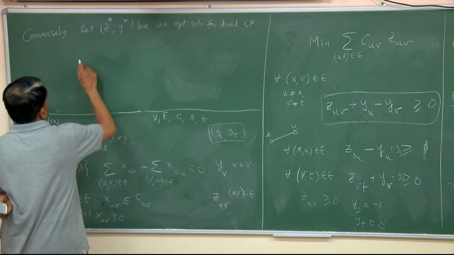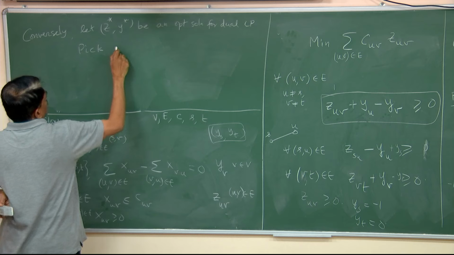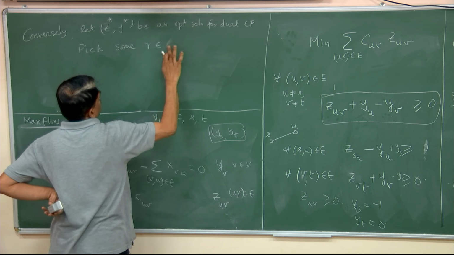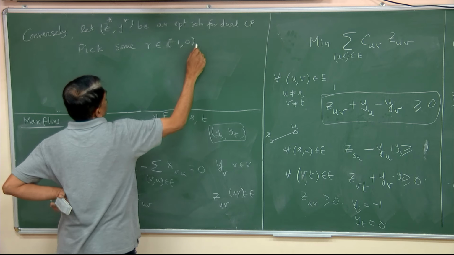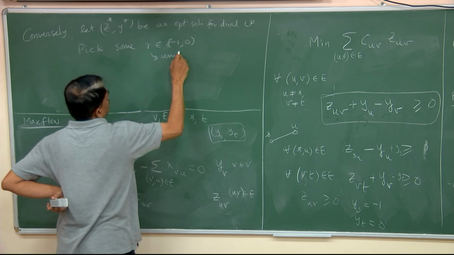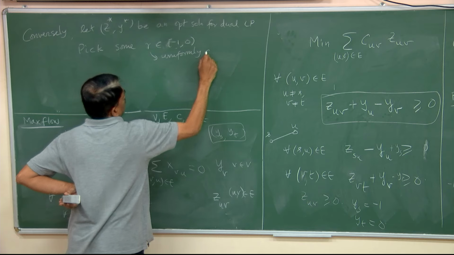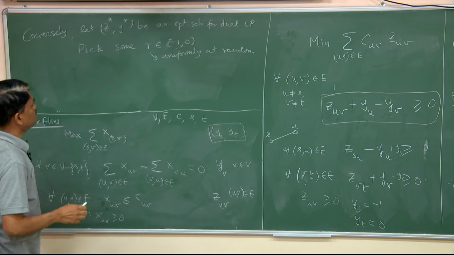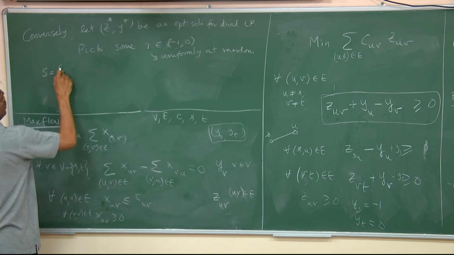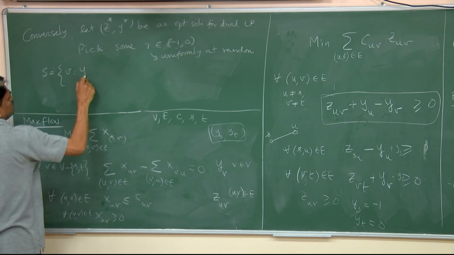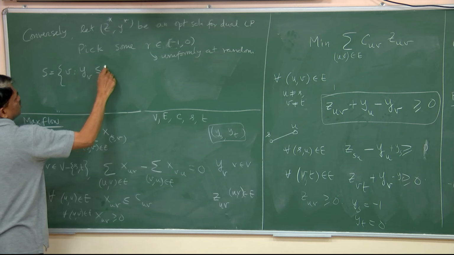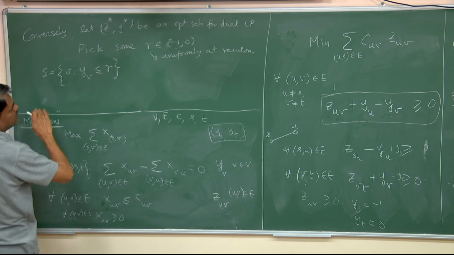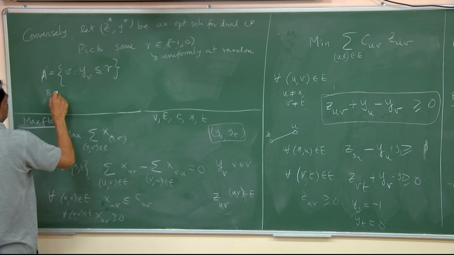Okay, so pick some R in (-1, 0], uniformly at random, some number in the interval -1, 0. And I'm going to define my A as all V such that yV is less than or equal to R, and B is the rest.